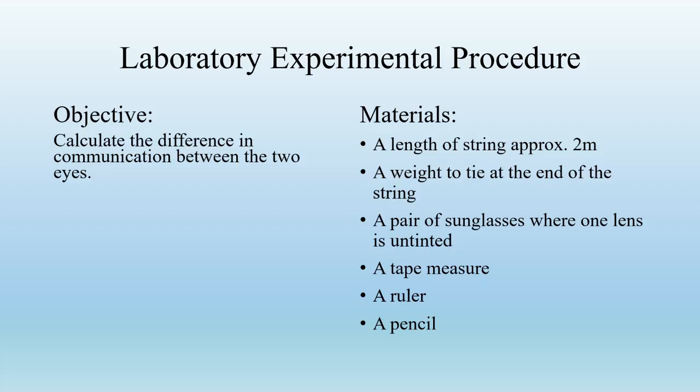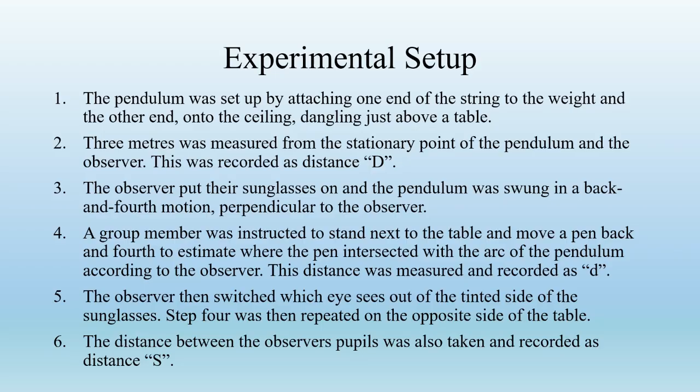The materials needed for this experiment are a length of string approximately 2 meters, a weight to tie at the end of the string, a pair of sunglasses where one lens is untinted, a tape measure, a ruler, and a pencil. The experimental setup was as follows.